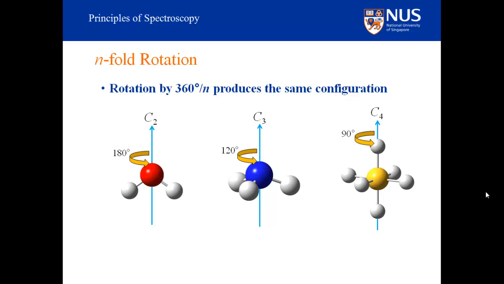In the ammonia molecule in the middle, we have a C3 axis. If I rotate by 120 degrees, my molecule will look exactly the same. And finally, I've got a sulfur hexahydride molecule, which has a C4 axis, and so I can rotate by 90 degrees and the molecule looks exactly the same. So this symmetry element, the proper rotation, has the symbol C sub n. And note, of course, that a C1 rotational symmetry operation is equivalent to the identity. Rotating by 360 degrees is the same as the identity.